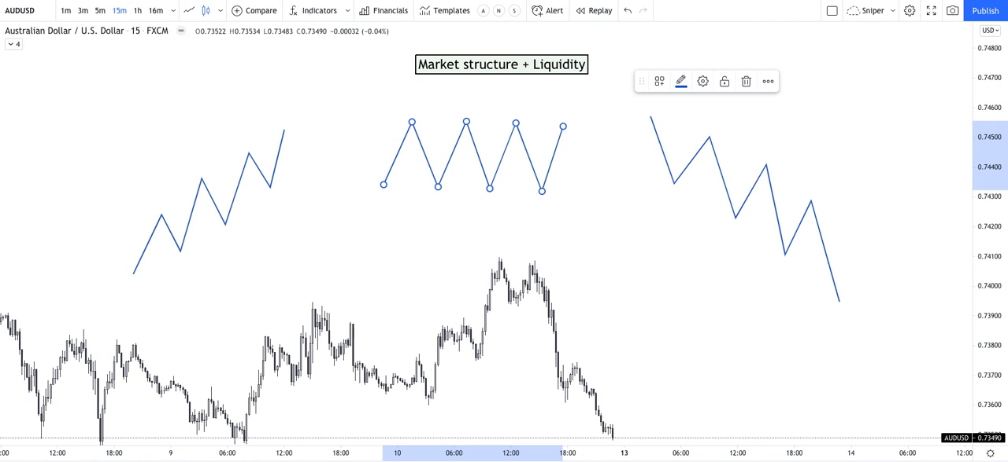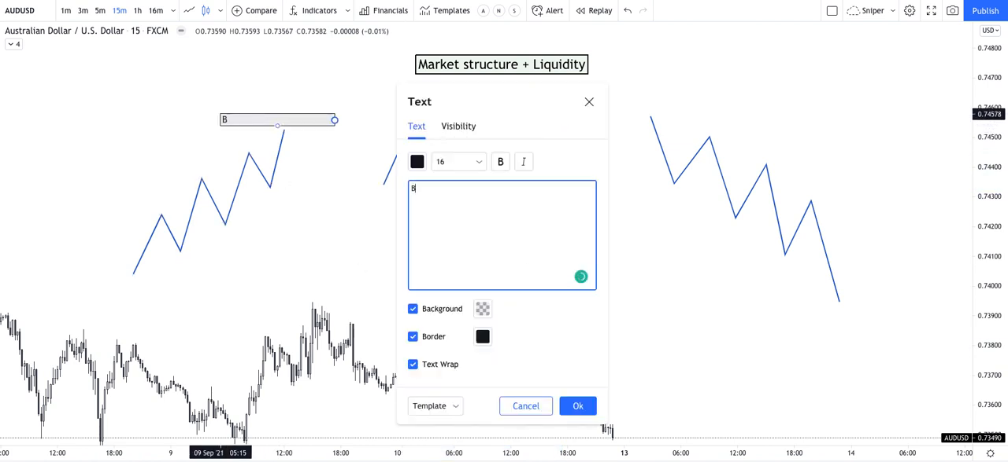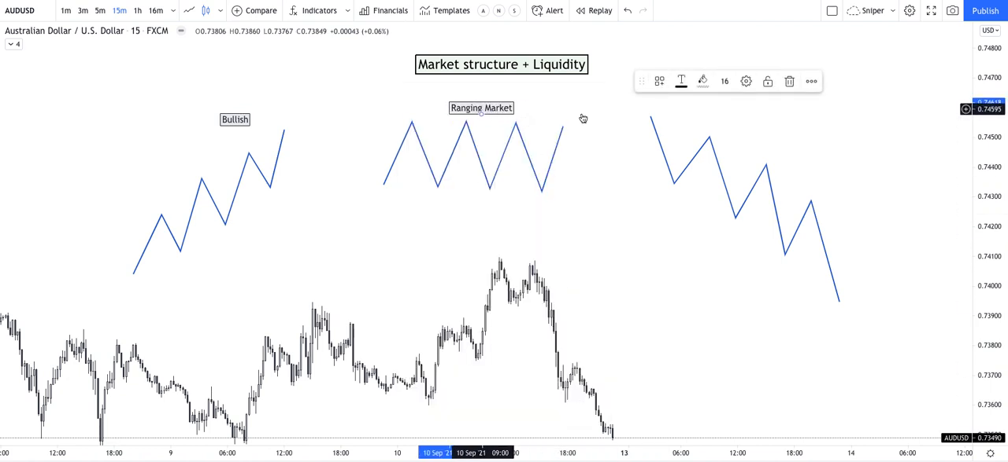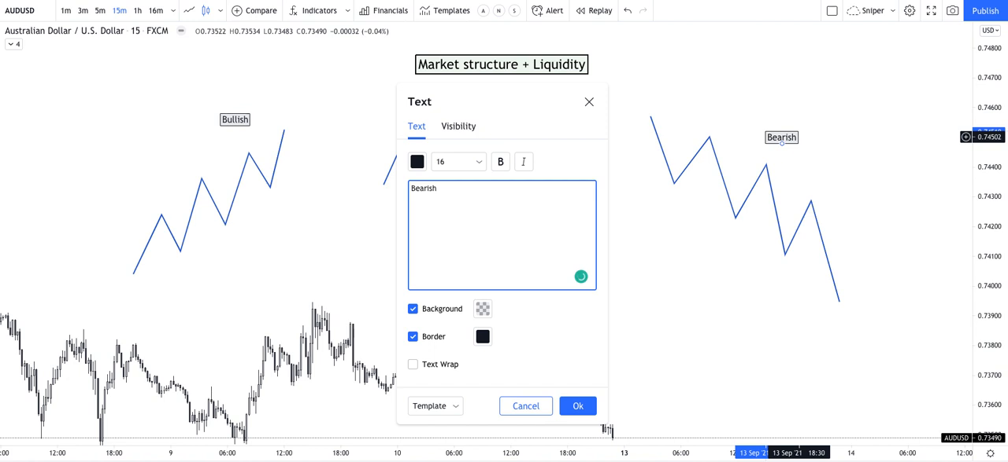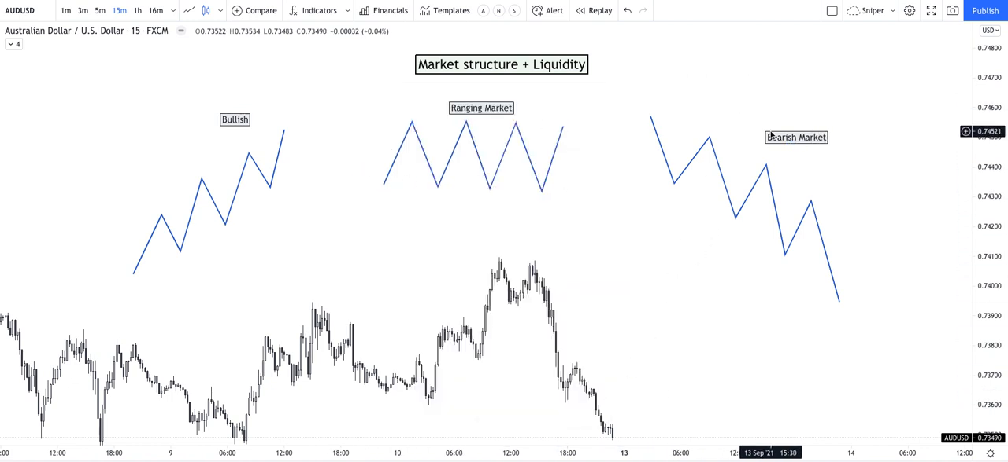Just for completeness' sake, we'll type here "bullish" so that you can make notes. And this is our ranging market, and then we have, obviously, our bearish market. So bullish, ranging, and bearish, and this is evident on all time frames, everywhere you can see it.